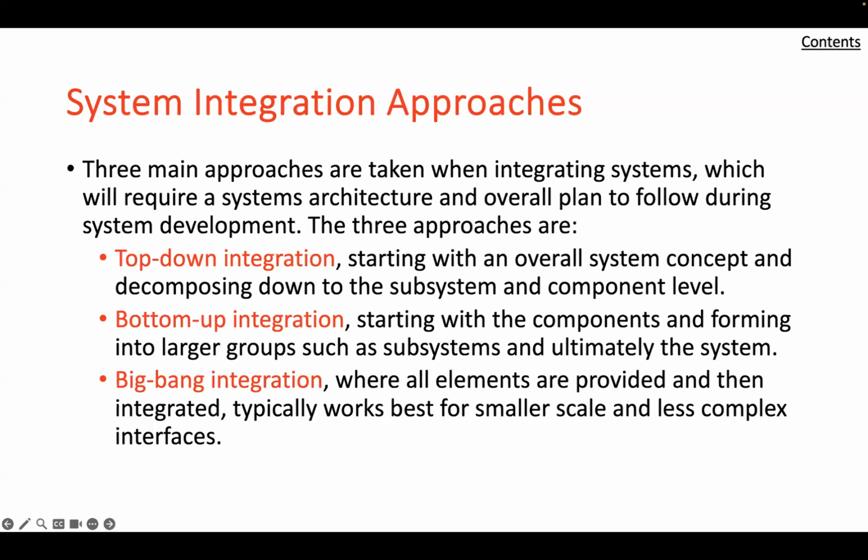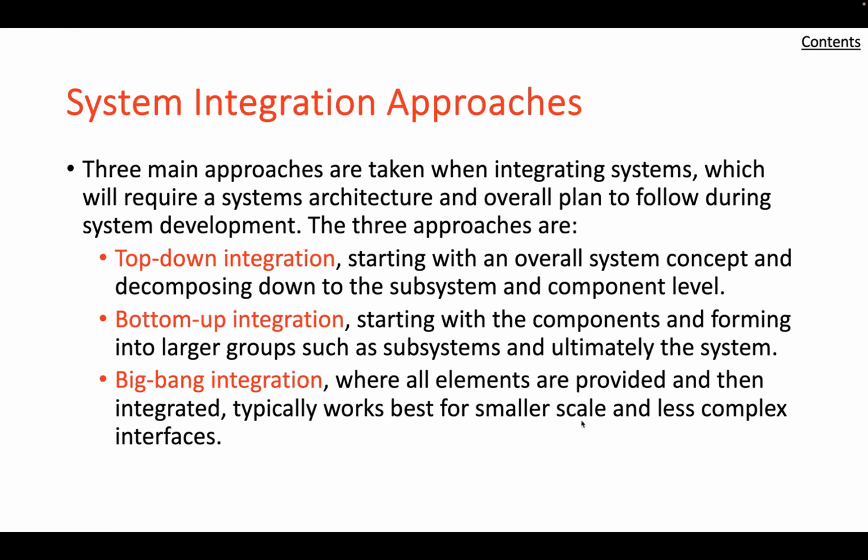Well, let's give an overview of the system integration approaches. There are three main approaches taken when integrating systems, which will require system architecting and an overall plan to follow during the system development. These approaches are top-down integration, bottom-up integration, and what's called big bang integration.